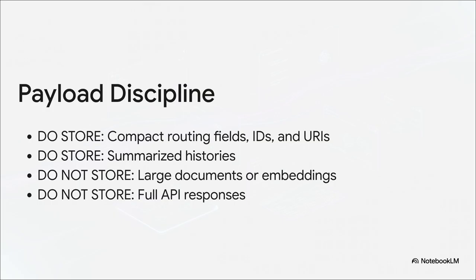State tracking and persistence get unbelievably expensive if you just dump every variable into Burr's state dictionary. You absolutely should not store large documents, multi-dimensional vector embeddings, massive binary blobs, or full provider API responses directly in Burr's state. Instead, you want to store compact routing fields, string IDs, URIs, and summarized histories. Keep all those massive payloads externalized in object storage like S3 or dedicated vector databases. You want to choose your action granularity so that each checkpoint is incredibly useful without becoming bloated.